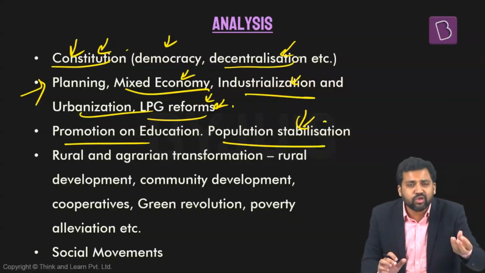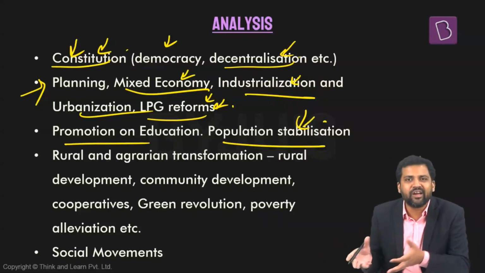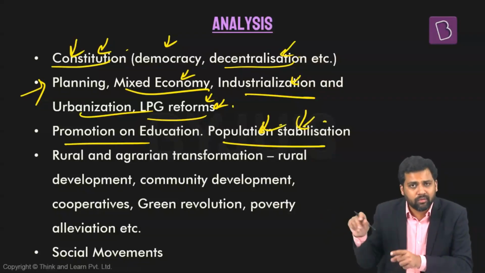In the 1950s, on an average, a female used to give birth to 6 kids. You ask your grandparents, right, how many siblings they have. So the fertility rate used to be around 6. Now, more or less, we have stabilized our population. In most of the states, the fertility rate is less than 2.1. So that is again another massive development. And keep in mind, population has a bearing on society.